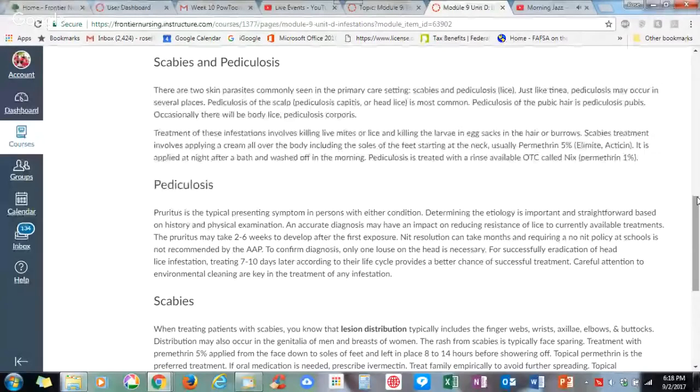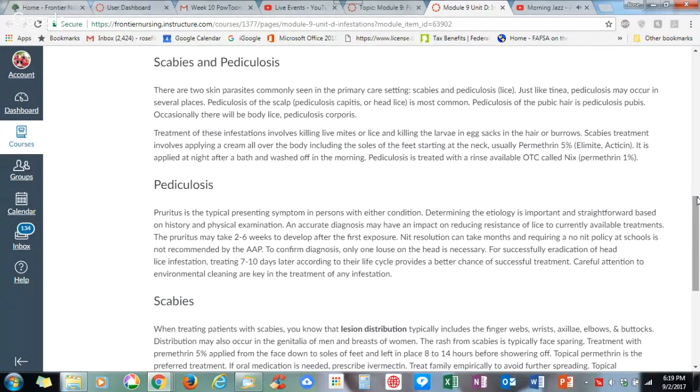Pediculosis of the scalp, pediculosis capitis, or head lice, is most common. Pediculosis of the pubic hair is pediculosis pubis. Occasionally, there will be body lice called pediculosis corporis. Treatment of these infestations involves killing live mites or lice and killing the larvae and egg sacs in the hair or burrows.